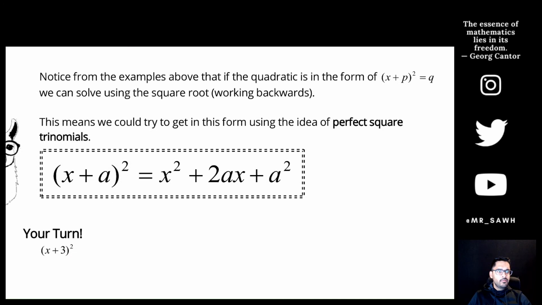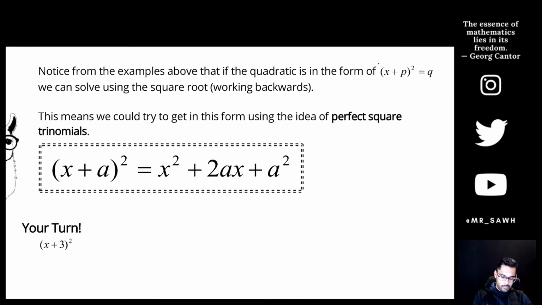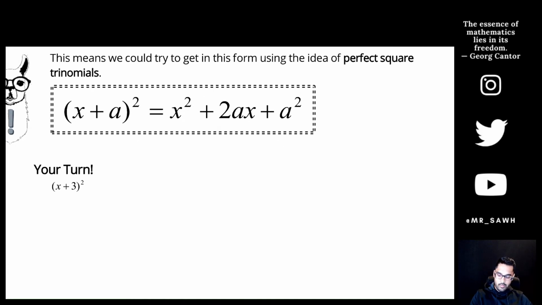Now, if they're of the form (x + p)² = q, in other words, just our standard form rearranged a little bit, you can use the idea of what's a perfect square trinomial to help. If you remember this pattern, it's one that we talked about a lot in Math 10 when it came to factoring things. If you had a polynomial that followed this format, we could factor it pretty easily. That also means I should be able to expand it pretty easily as well.